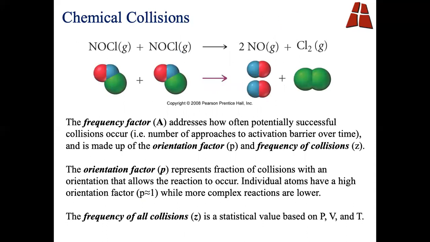Within that, we also have something called a frequency factor that combines essentially 2 of those ideas: that molecules need to be oriented correctly, and also they have to collide a certain number of times. The frequency of collisions is statistical, based on pressure, volume, and temperature. The one we care about more is our orientation factor. Molecules that are spherical have an orientation factor around 1. Anything that is not a sphere will have an orientation factor of less than that, right?